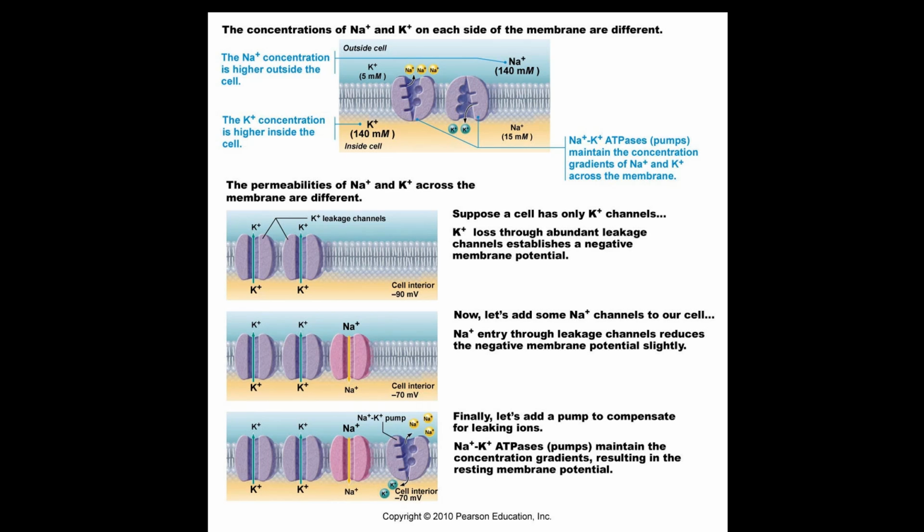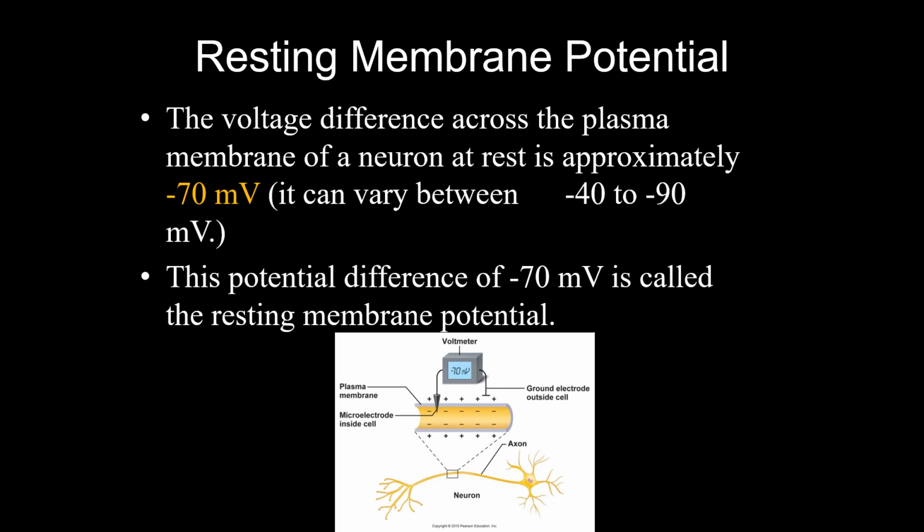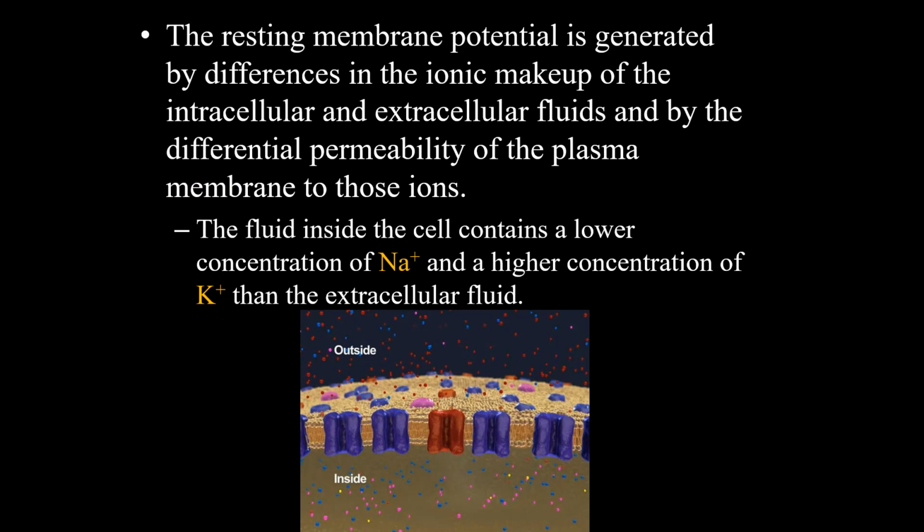So even when a cell is not doing anything in terms of electricity, it has a negative voltage on the inside of the cell. So when a neuron's not communicating, it is in resting membrane potential. Polarized just means that there is a charge across that membrane. And so that's what we've been talking about all along. Our membrane is polarized when it's at rest.